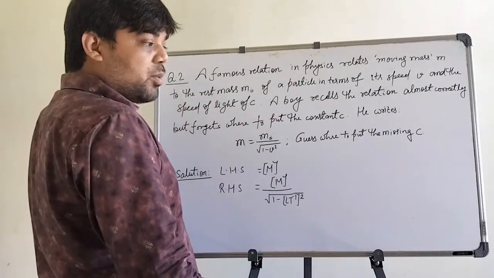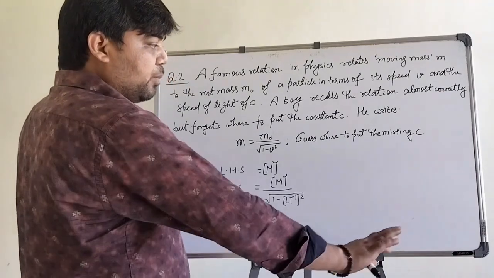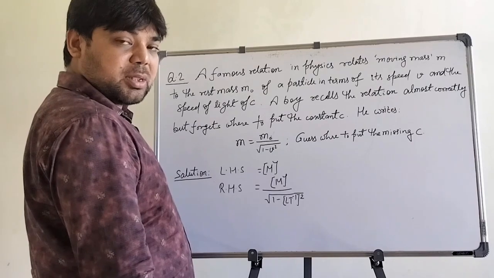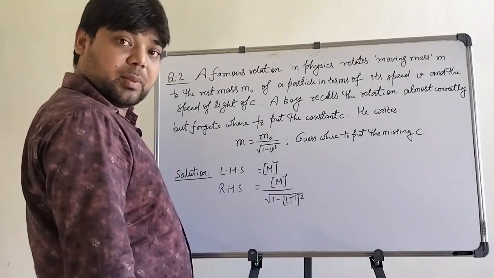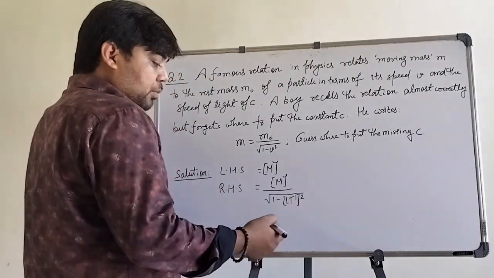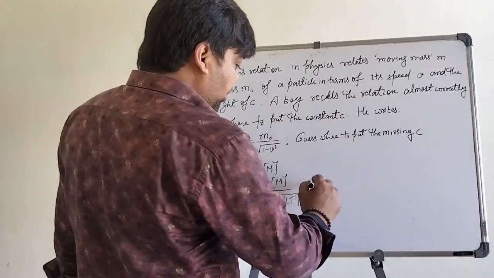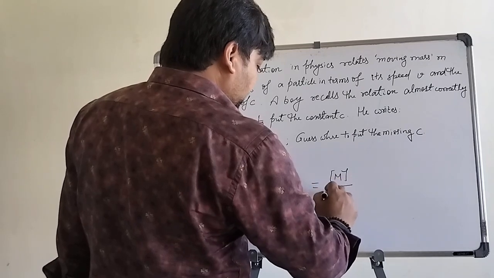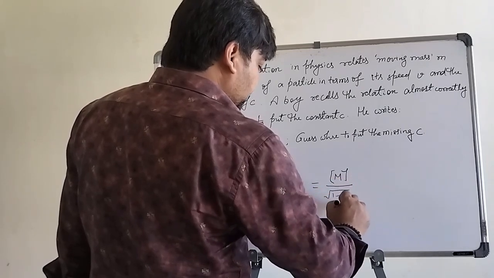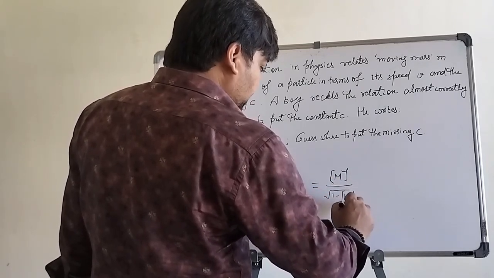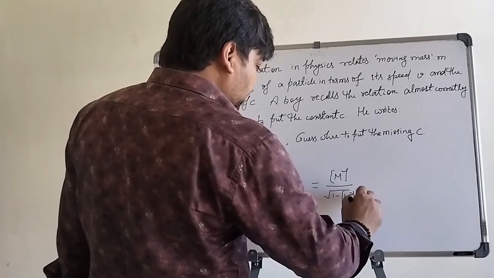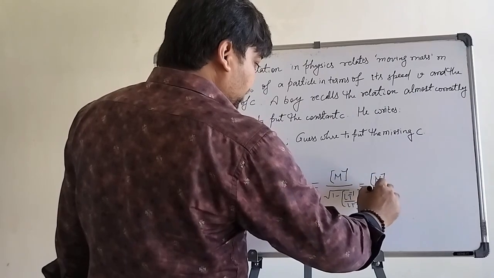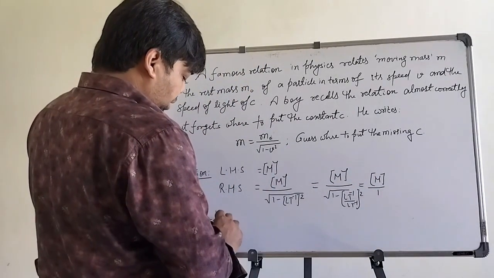Now what is the dimension of c? c is nothing but the velocity of light, speed of light, right? So it has dimensions same as v. So you just put it here to make it dimensionally correct. So if you put c, what you will get: m divided by root 1 minus L to the power minus 1 divided by L to the power minus 1, whole square, giving you m divided by m. So it means that LHS equals RHS, right?